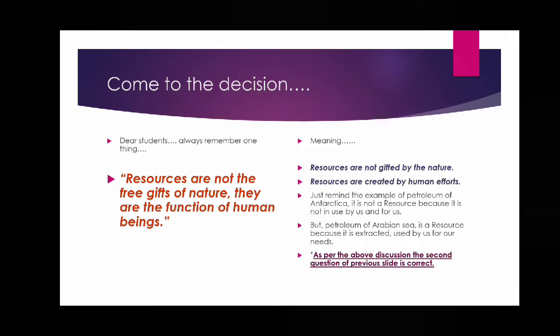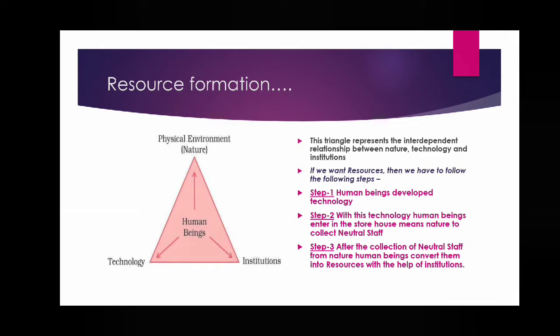Clear? Now come to the next: how resources are being formed. Resources are formed with the help of the interdependent relationship of three things. What are they? Technology, physical environment, that means nature, and institutions. So this is a triangle. In this triangle there are three corners, and in the middle of this triangle human beings are located.